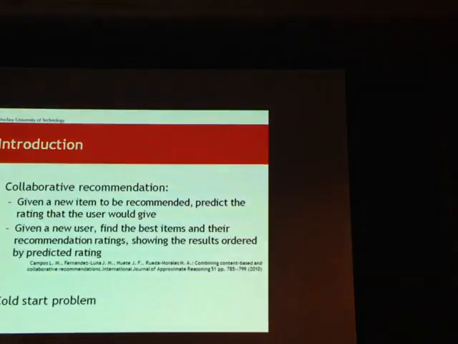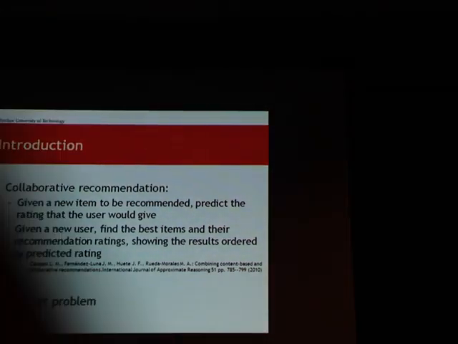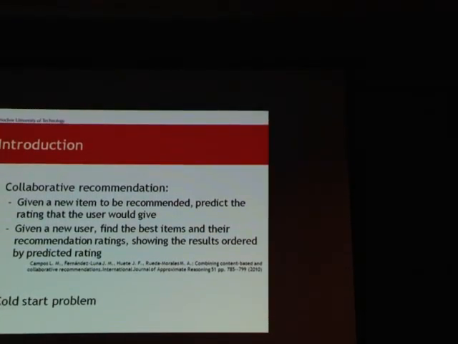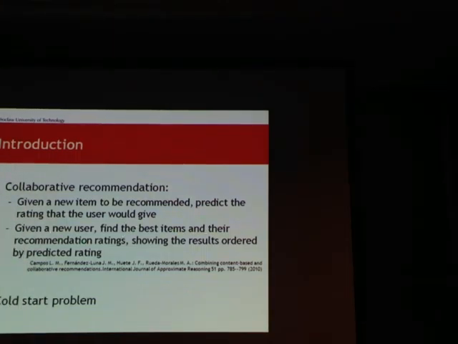Collaborative recommendation is usually understood in these two ways. The first one is, given a new item to be recommended, predict the rating that a user can give, or given a new user, find the best items, and there is recommendation ratings showing the results. So we can reorder some list of documents or products.